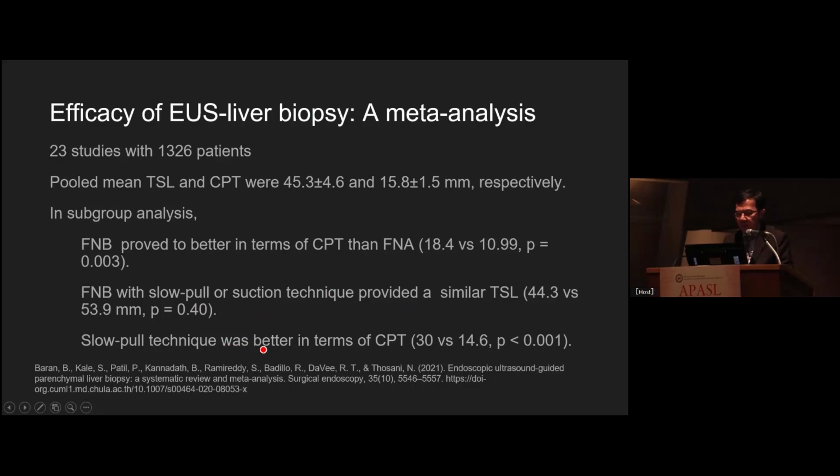And the slow pull technique was better in terms of complete portal tract. So now we know that FNB seemed to be better than FNA. And actually, in the analyses comparing EUS-guided liver biopsy versus others, mostly they were done with EUS FNA.